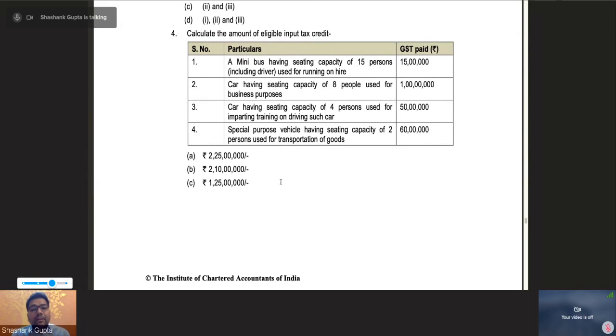Then car having seating capacity of 4 persons used for imparting training on driving such car, and the GST paid is 50 lakh rupees. Special purpose vehicle having seating capacity of 2 persons used for transportation of goods, the GST paid is 60 lakh rupees. So what will be the amount of ITC available? My dear students, we had a detailed discussion on this. Please give your answers in the comment section.